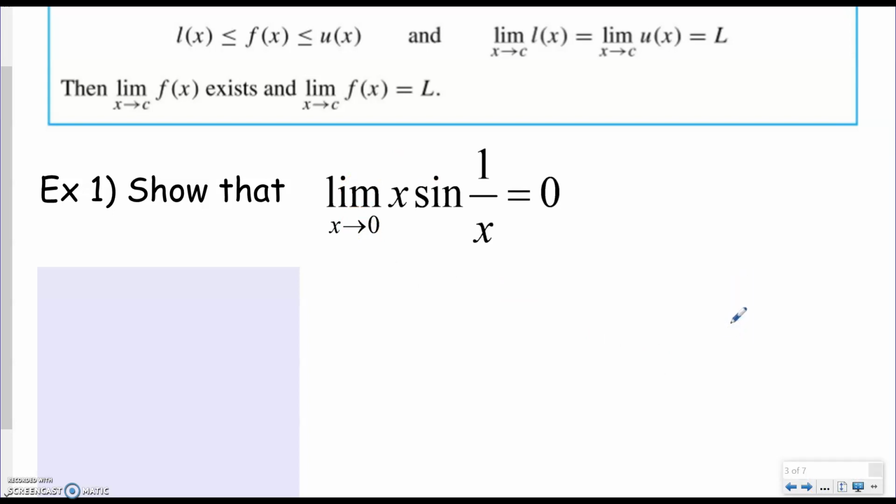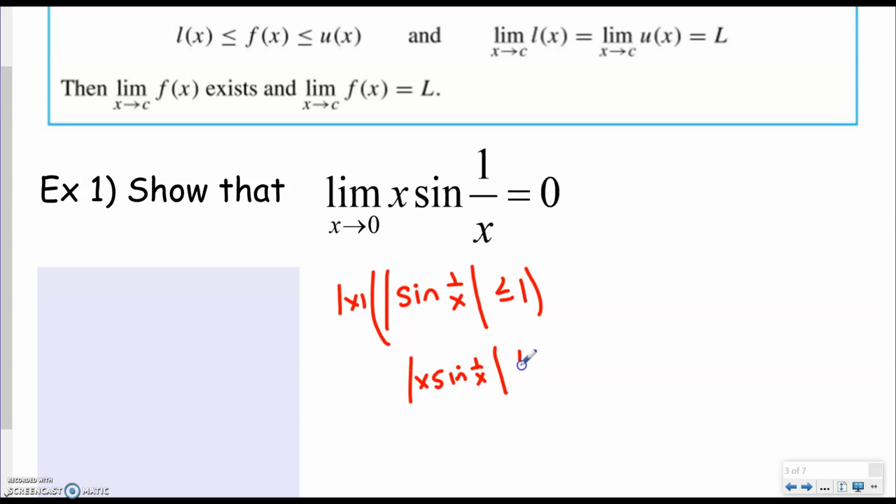I need to find two functions that work to squeeze this. Okay, now here's what you know. Sine oscillates between 1 and -1, correct? That means the absolute value of sine has to be less than or equal to 1. If we multiply both sides by the absolute value of x, we end up getting the absolute value of x sine of 1 over x is less than or equal to the absolute value of x.